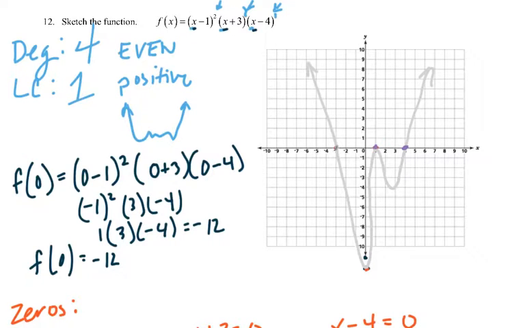So we've hit all of our points. Our end behavior matches the way it's supposed to look, rising on both the left and the right. We have a cross point, a touch point, and a cross point, just like we have, and we have our y-intercept.